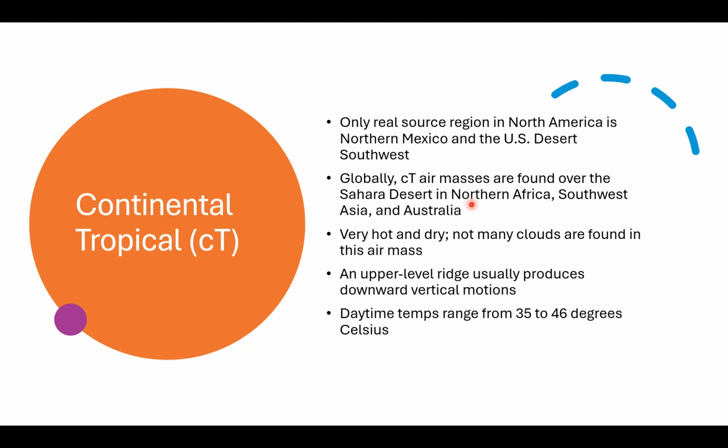In a lot of cases, it's these desert areas that see this continental tropical air. The daytime temps, by the way, range from 35 to 46 degrees Celsius. This is no joke. This is some serious heat. We're talking triple digit in Fahrenheit scale, triple digit plus heat. Areas like Phoenix, Arizona for the United States as an example.